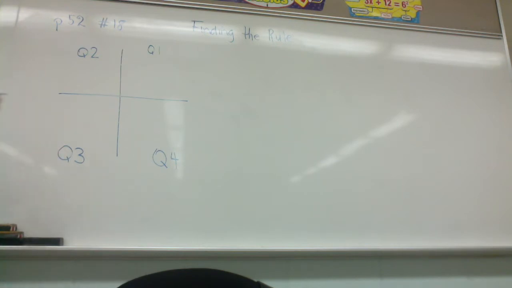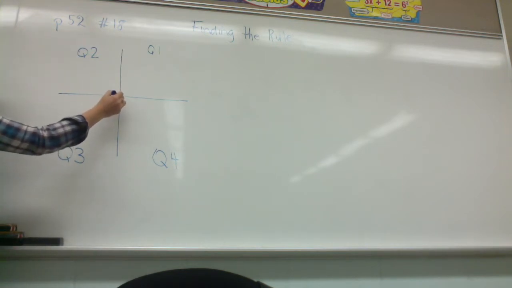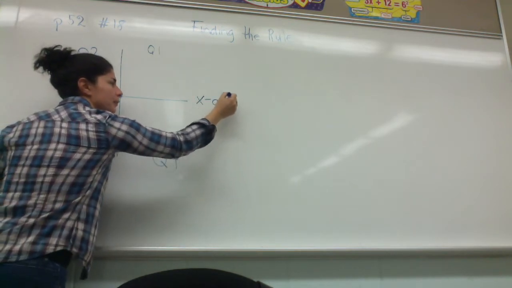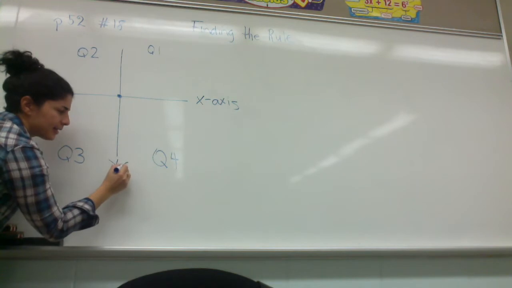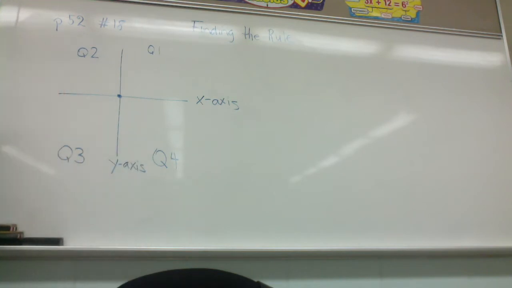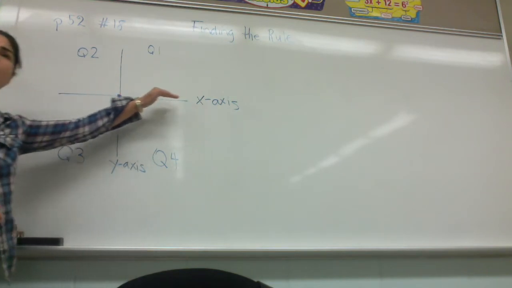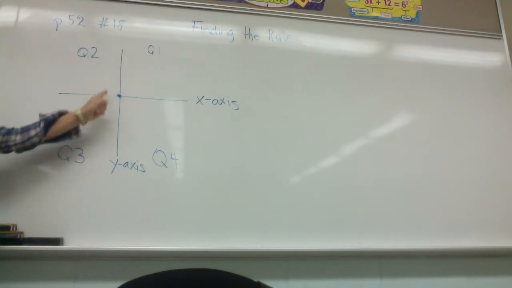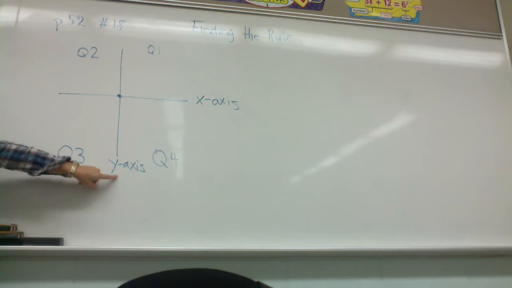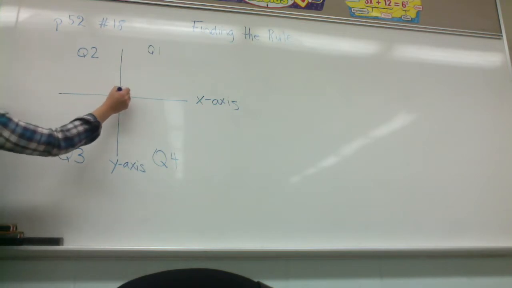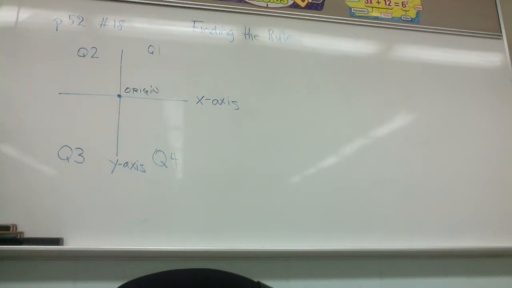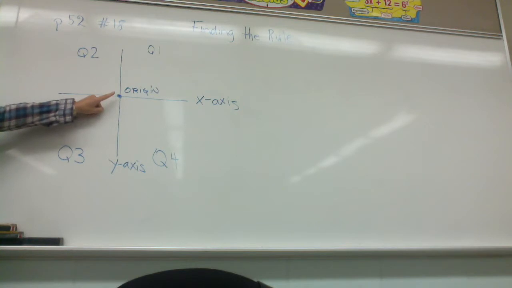We said that in the middle, where the x-axis and the y-axis meet, this horizontal line known as the x-axis and this vertical line known as the y-axis, where they meet is called the origin. And the coordinates here are 0, 0.